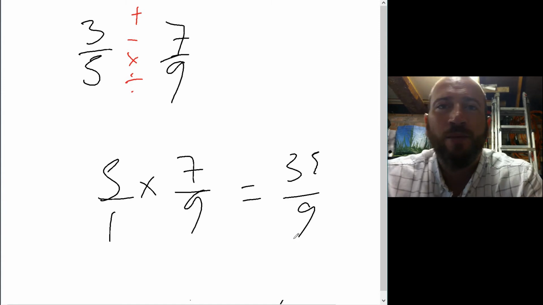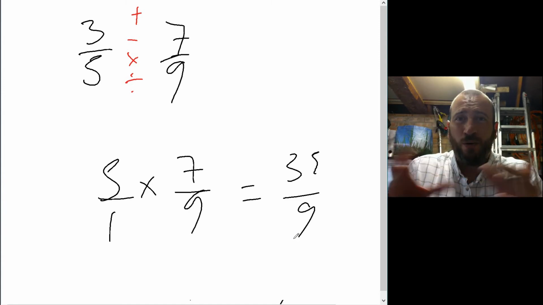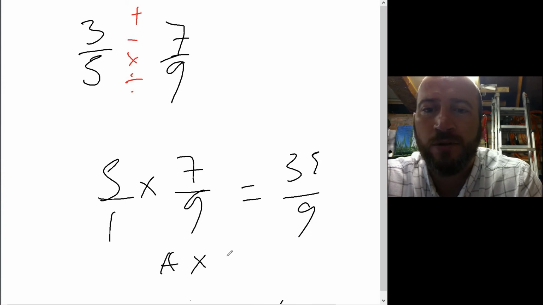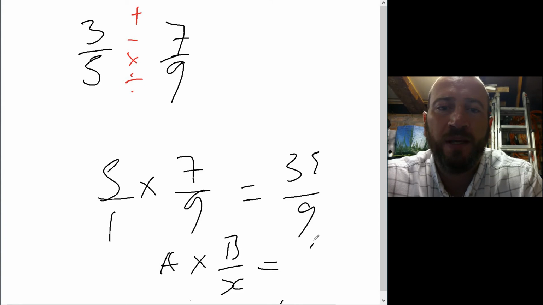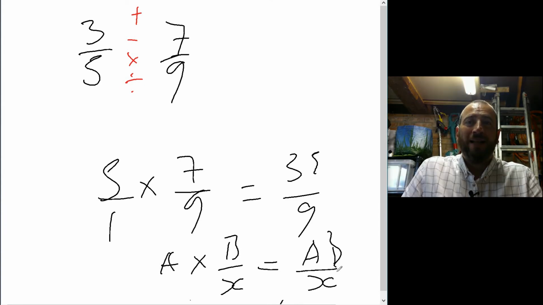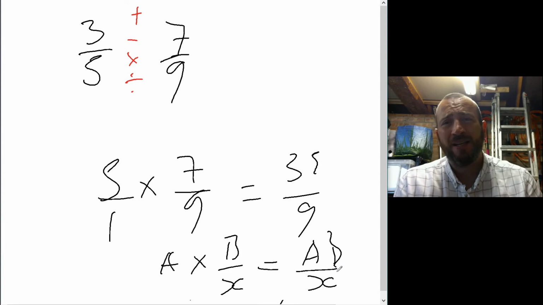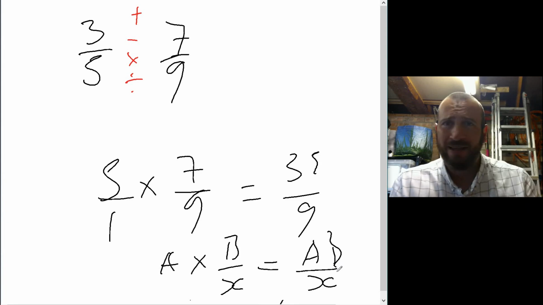It means that when we want to write an equation with algebra, say it was a times b over x, this will be ab over x. We can simplify it like that because we know a is a fraction when it's over 1. This is a very important trick. Please, please, please get your head around it before you do anything else.